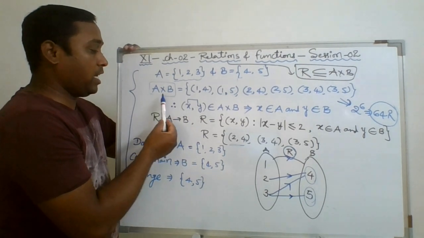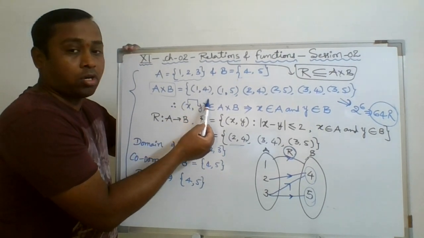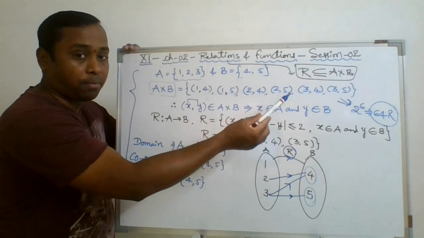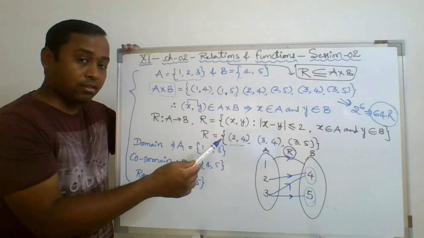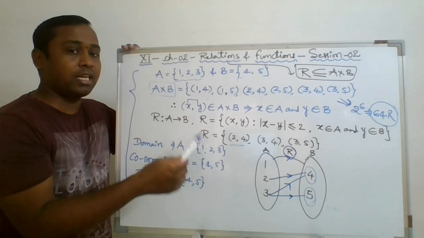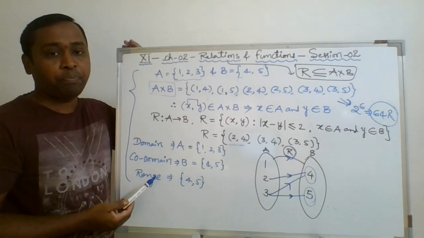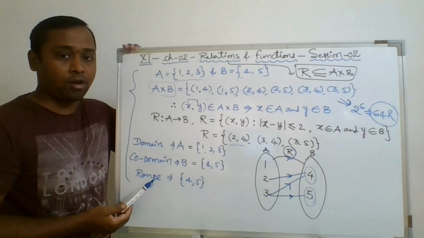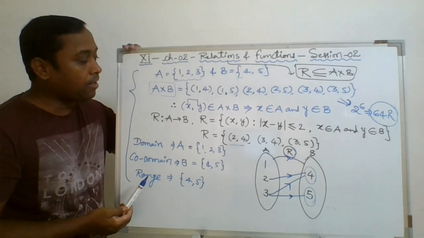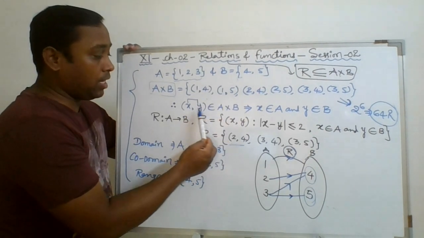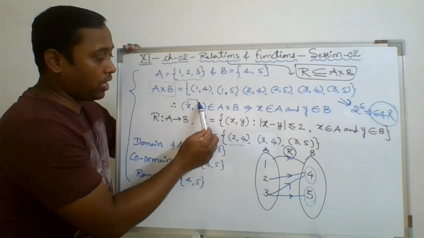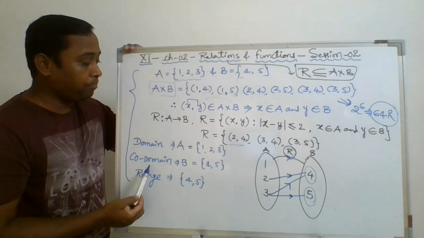If A cross B has n number of ordered pairs, then the number of subsets can be 2 to the power of n. Since every subset is a relation, the number of relations is also calculated by the same formula, that is 2 to the power of n. Now, if the ordered pair (x, y) belongs to A cross B, it means that x belongs to A and y belongs to B.